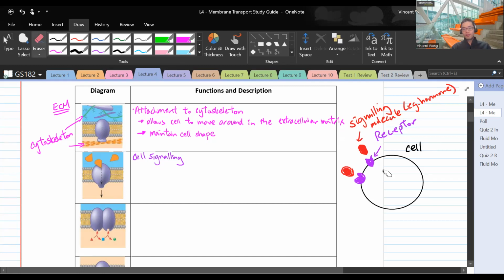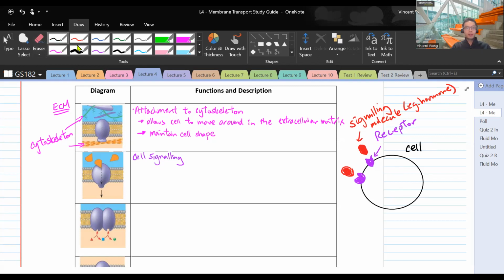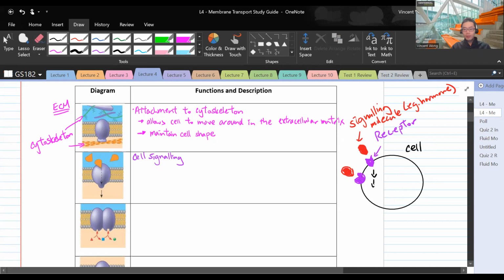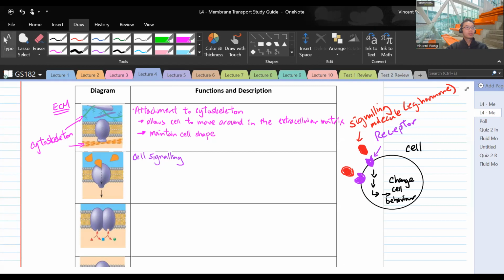Now, the hormones don't physically go into the cell in most cases. It will bind to the receptor, and then it will trigger a series of events. And this series of events will change the cell behavior. Okay, maybe it will tell the cell to make more glucose. Maybe it will tell the cell to turn on or turn off certain genes. Whatever the case, depending on what the signaling molecule's purpose is, right?